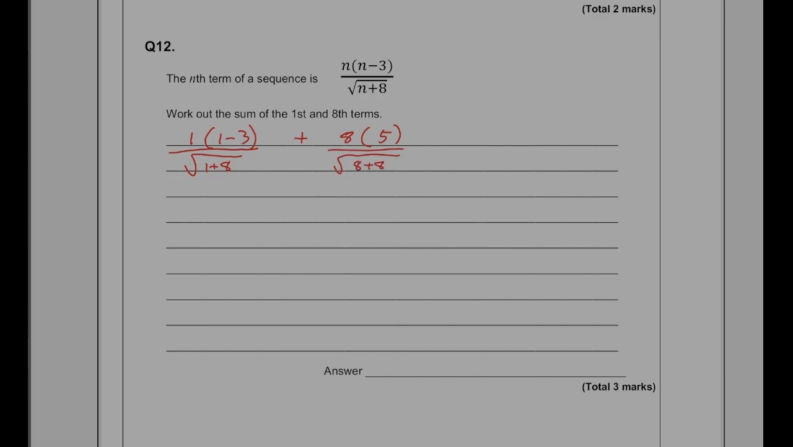Okay, so 1 times by minus 2 would be minus 2, and then the square root of 9 is 3. And I want to add that to 8 times by 5, which is 40, divided by the square root of 16, which would be 4. So I'm doing minus 2/3 plus 10, which is going to give me 9 and 1/3. So 9 and 1/3.